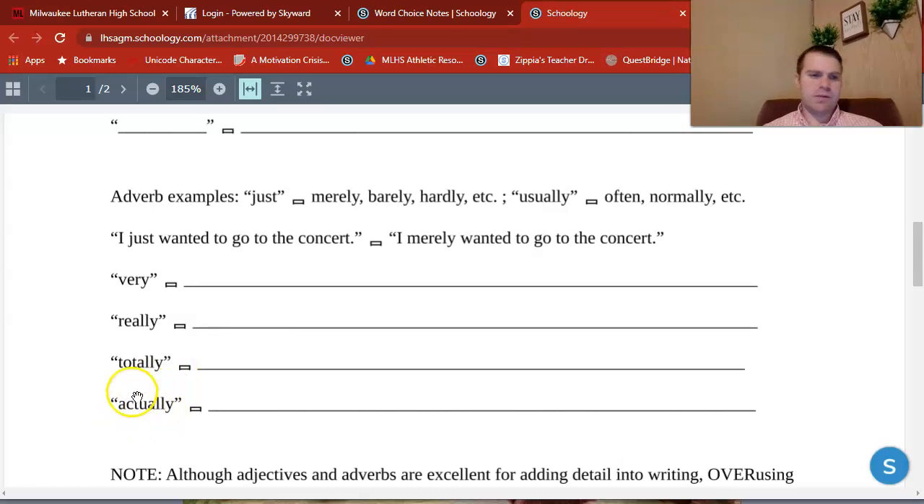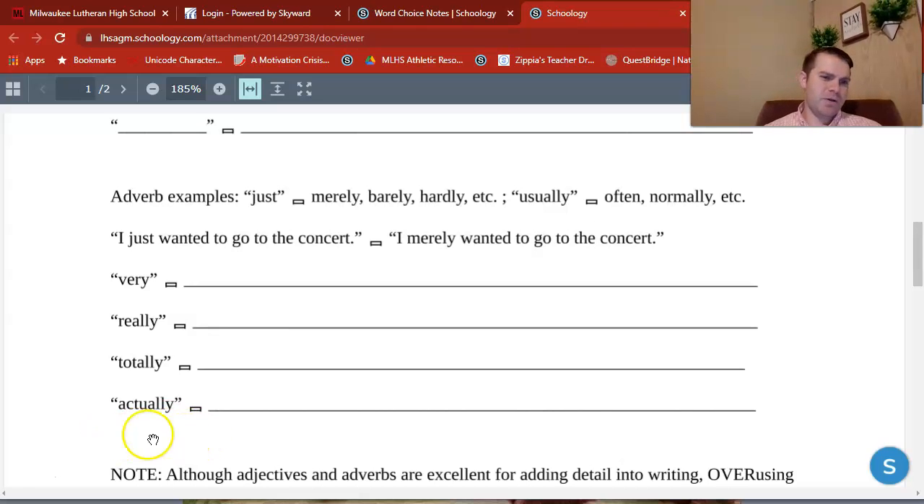Actually, as well, is somewhat overused. This could be a way to replace it with a transition word like in fact. If I said something like the Bucks are actually a good team, the Bucks are in fact a good team might be a better alternative for that one right there.